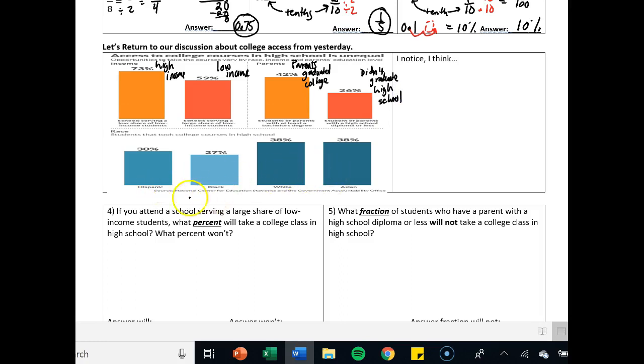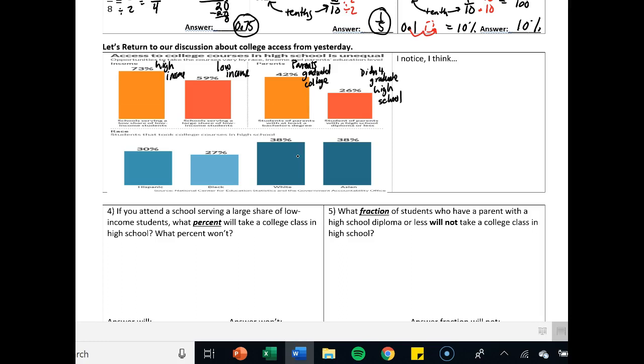And then we've got the breakdown by race. So 30% of Hispanics, 27% of Blacks, 38% of whites, and 38% of Asian students are able to take basically college courses in high school. It's a good thing, right? Because if you take a college course in high school, then there are fewer courses that you actually have to take and pay for when it comes to college. So it's usually a nice indicator of access to college.